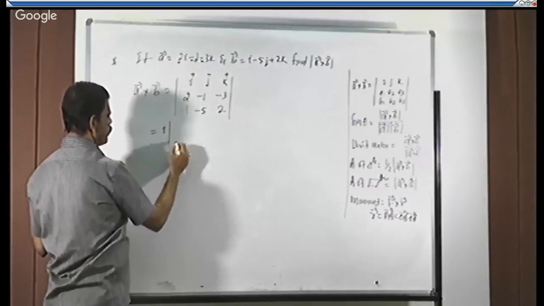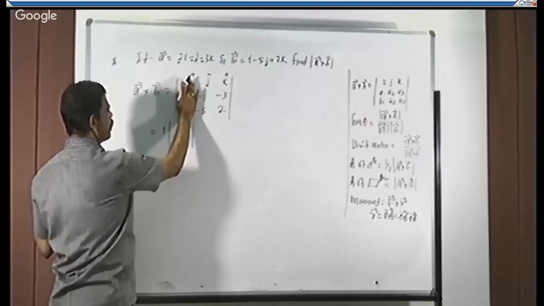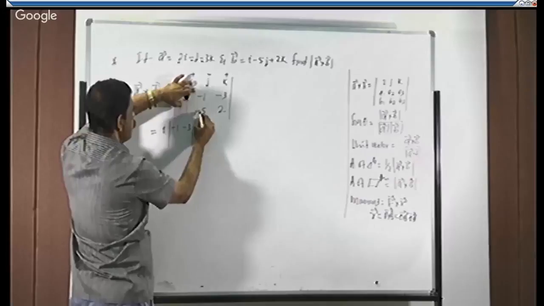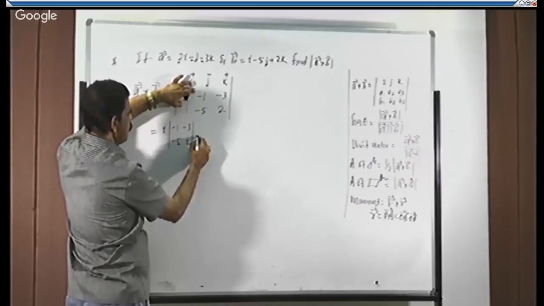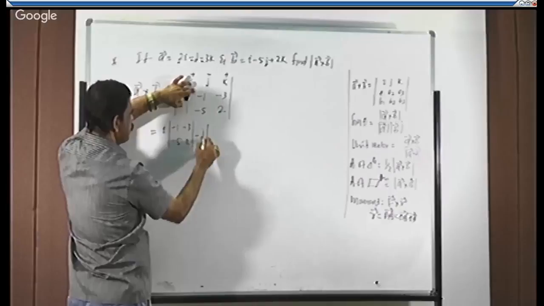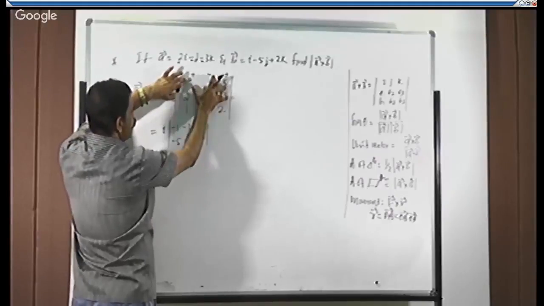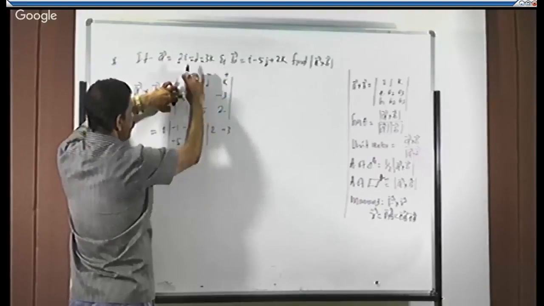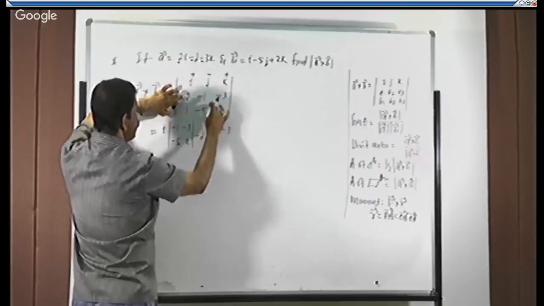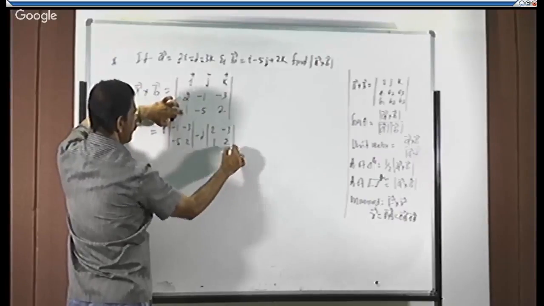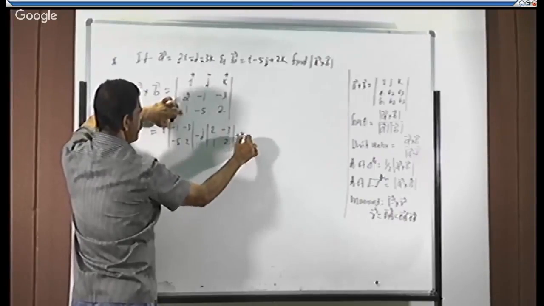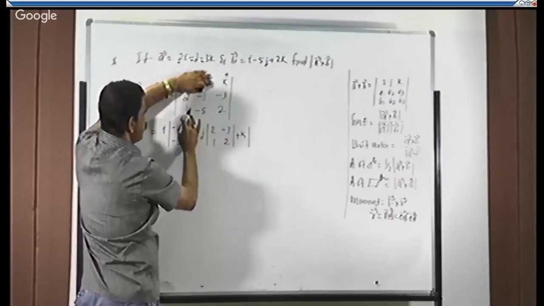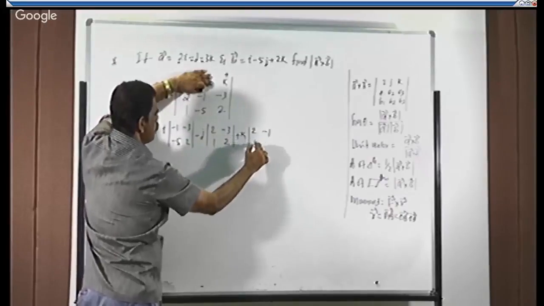The first element of the first row, i, into: leave the corresponding column and row. The remaining elements are minus 1, minus 3, minus 5, 2. Minus of the second element of the first row, j, into: leave the column and row. The remaining elements are 2, minus 3, 1, 2. Plus of k into: leave this column and row. The remaining elements are 2, minus 1, 1, minus 5.